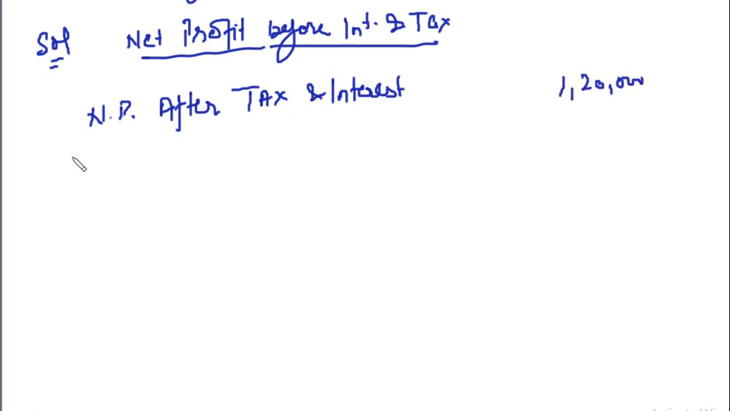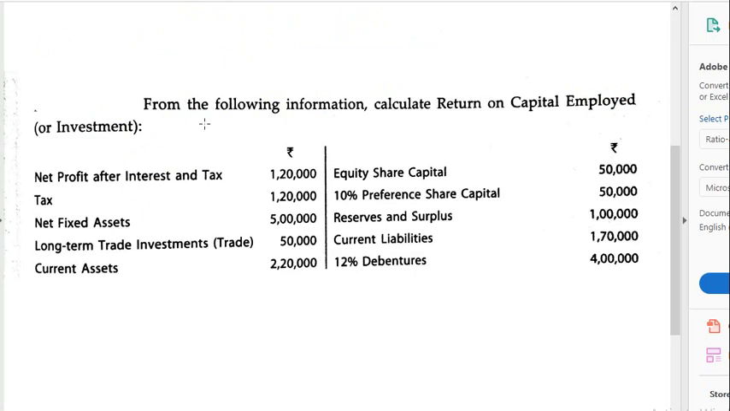So we have to add back two elements. One is tax, the other one is interest. Tax we are given as 1,20,000. We are given net profits after interest and tax 1,20,000. Tax is 1,20,000. Now, where is interest? Interest is to be paid on debentures. How much? 12% of 4 lakhs.